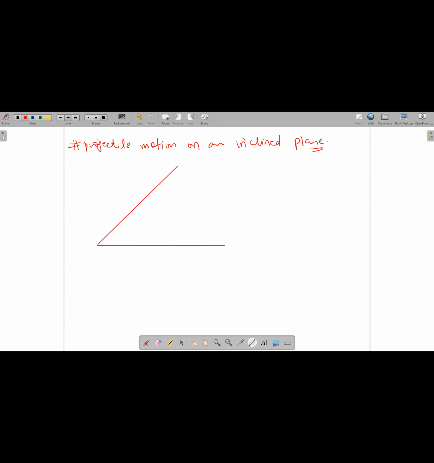First case we'll talk about is up the inclined plane. Suppose this is the angle of inclination. Alpha is known as the angle of inclination.